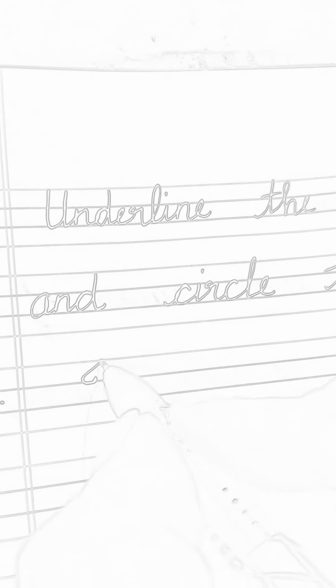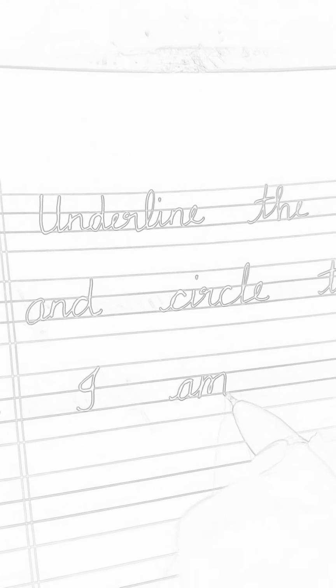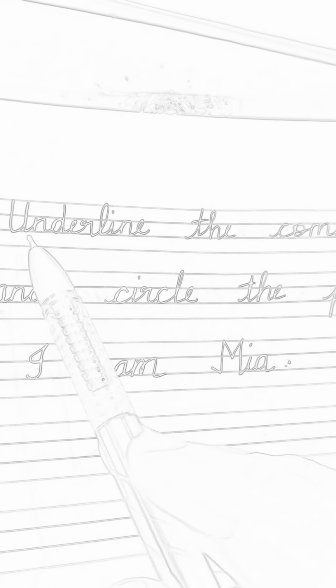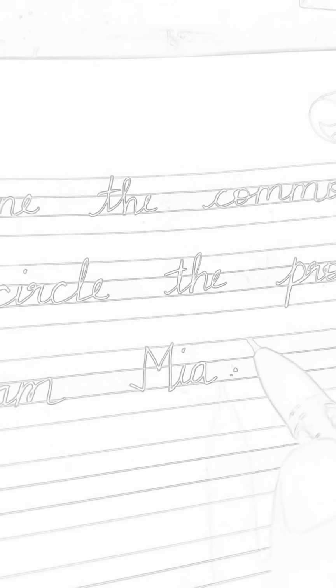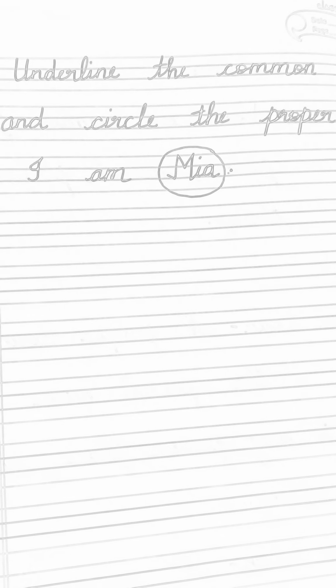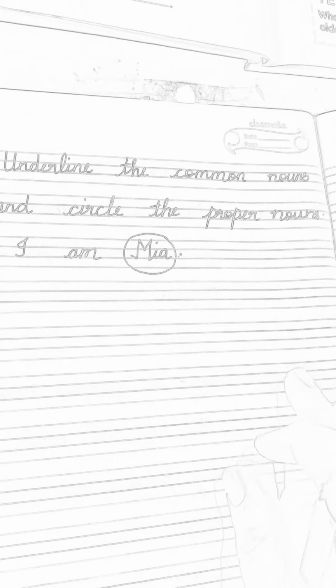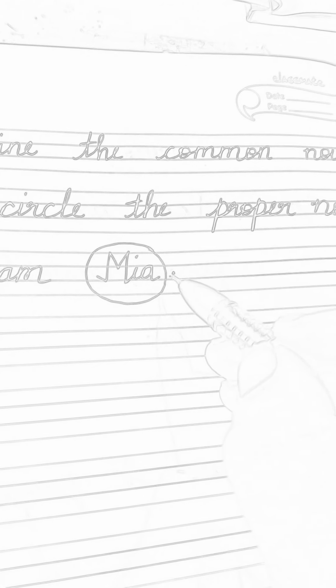Okay, so let us write some sentences. I am Mia, M-I-A, Mia, full stop. We always start a sentence with a capital letter and end with a full stop. So we are supposed to underline the common noun and circle the proper noun. Mia is a special name given to a child, so it is a proper noun, so we circle it. Please do this writing in pencil only, because we are in first standard and we're just learning to write. Let's go to the next sentence. So Mia is a proper noun. It is a special name given to a person.